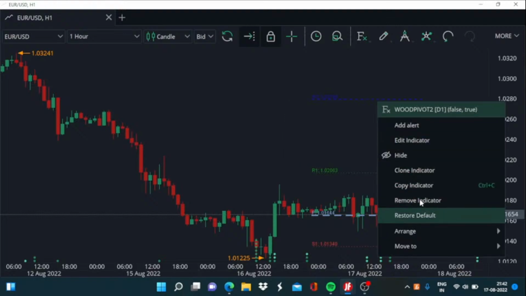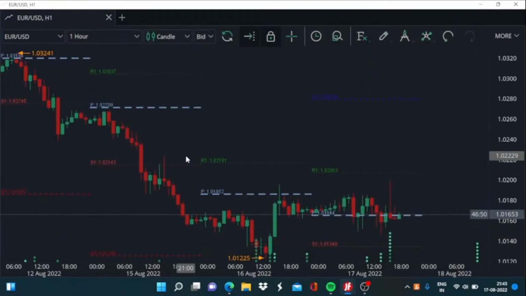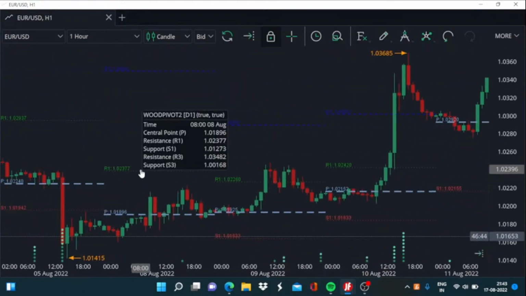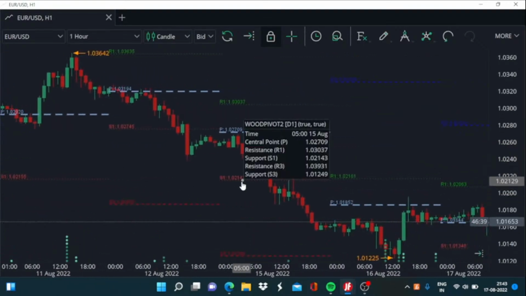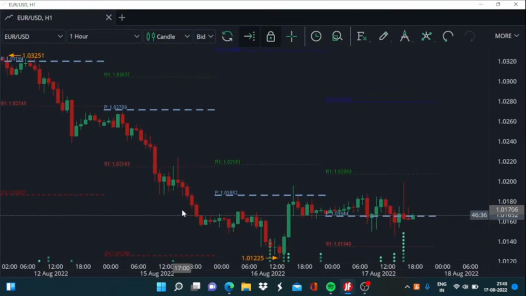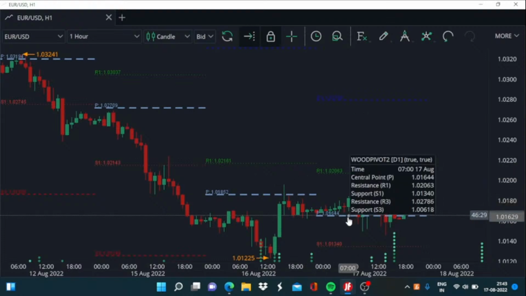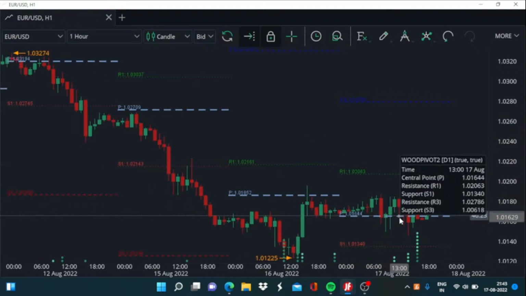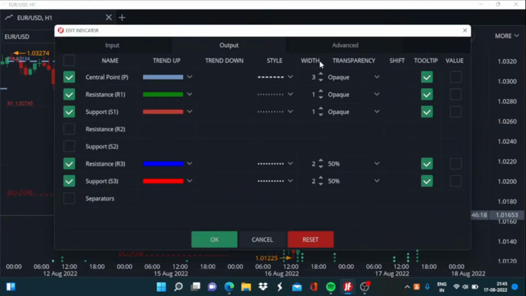Now suppose we again edit it and go for show historical levels, you will see a similar kind of formation plotted in the prior time series as well. The central point is always more prominent compared to the support and resistance levels, and the chart becomes much more aesthetic to look at, and it is also much easier to read these data points when we are using these different properties of the indicator to customize it as per the requirement. So that's what we can do with the output.